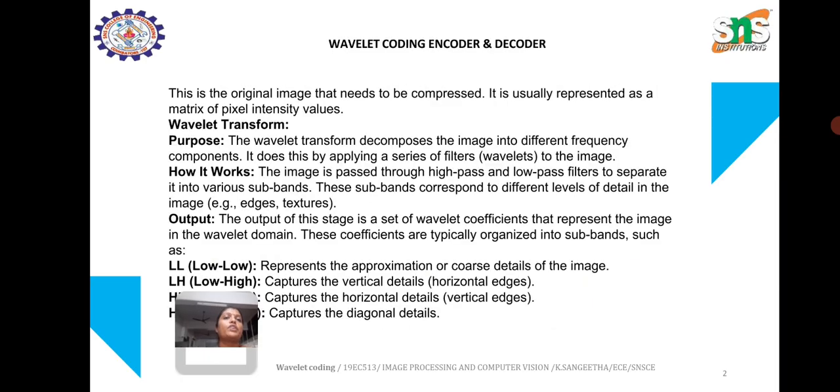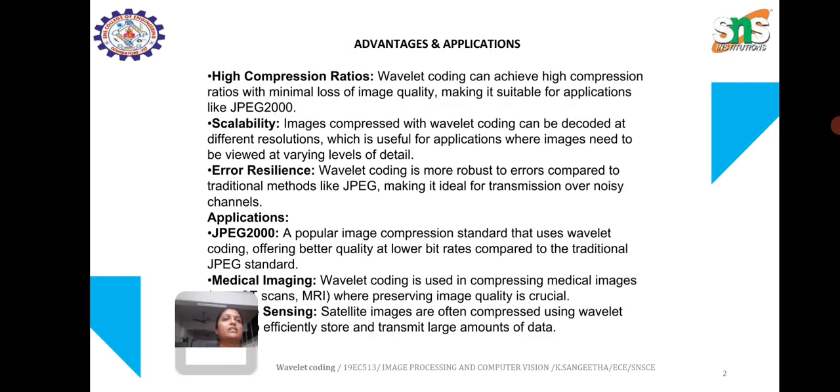Next we will see the advantages and applications of wavelet coding. The main advantage of wavelet coding is multi-resolution representation. That is, wavelet transforms analyze data at multiple resolutions, capturing both fine and coarse details. This makes it ideal for compressing images and videos at different quality levels. The next advantage is no blocking artifacts. Unlike the DCT based methods, that is JPEG, wavelet coding does not use blocks, so it avoids block artifacts. And adaptability, it can handle local features better.